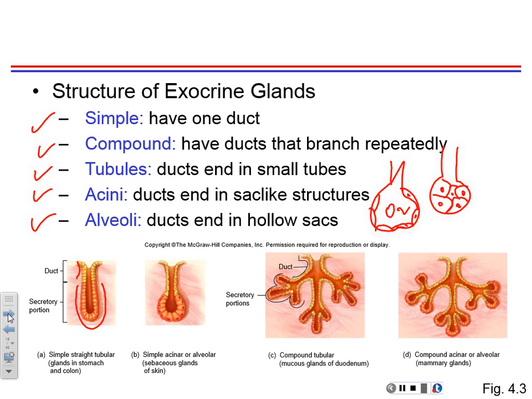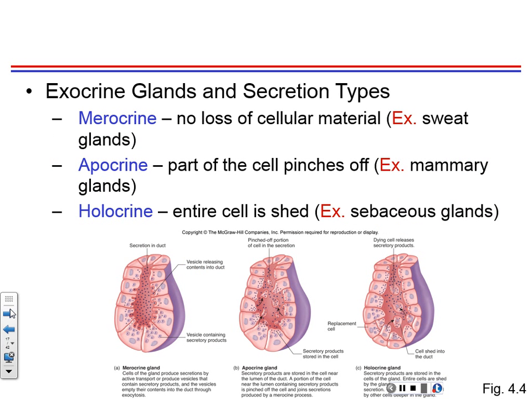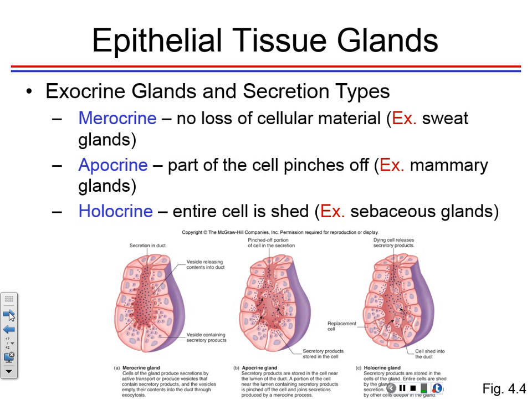All right? So this could be like the cells in the pancreas, the exocrine portion of the pancreas. Right? So that's how you classify the glands according to their shape. Now you classify the glands according to the secretory product, how the product is secreted.